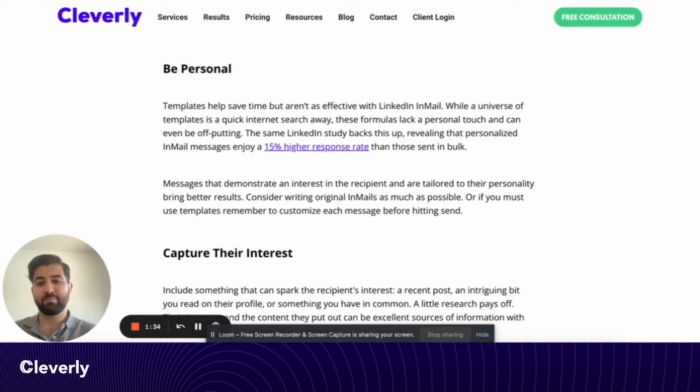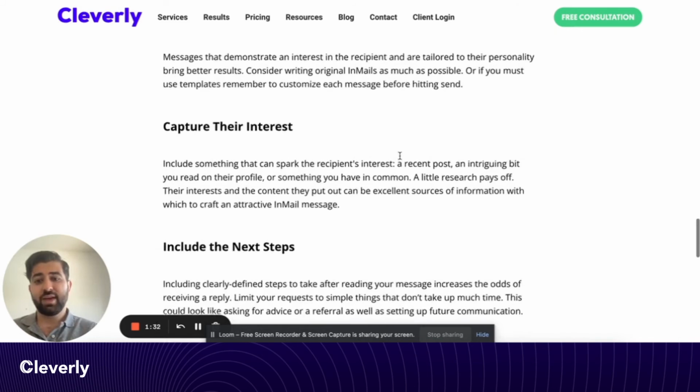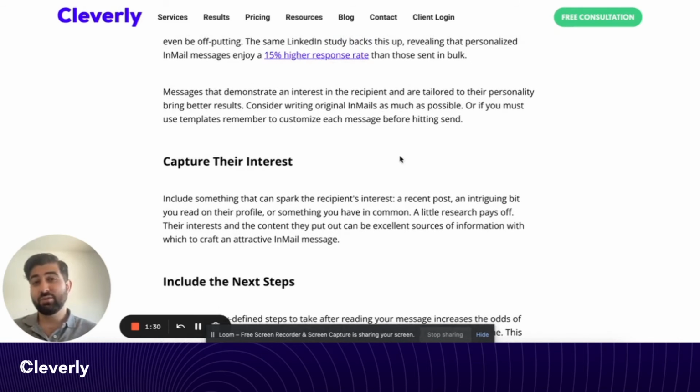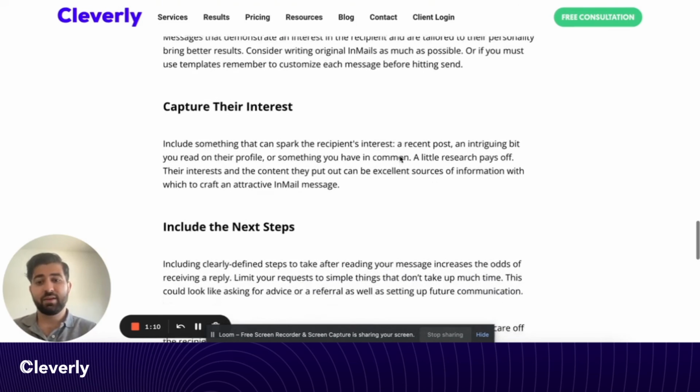Number three, capture their interest. Include something that can spark their interest, like a recent post, an intriguing bit you read on their profile, or something you have in common with them. A little research definitely pays off. Their interest and the content they put out can be excellent sources of information to craft an attractive InMail. And if they post, they likely put that content out there for engagement, so feed into that.